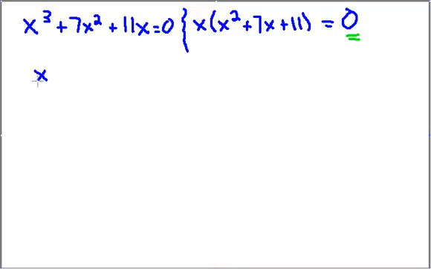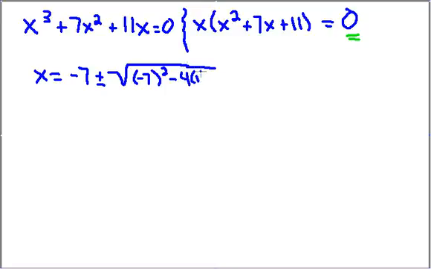So we have x equals minus b, and what's our b value here? Our b value is 7, so minus b would be minus 7, plus or minus the square root of b squared. Well, b is 7, so we're going to have that squared, minus 4 times a, which is 1, times c, which is 11, all over 2a. And what's our a? Our a is a 1. So it's just over 2.